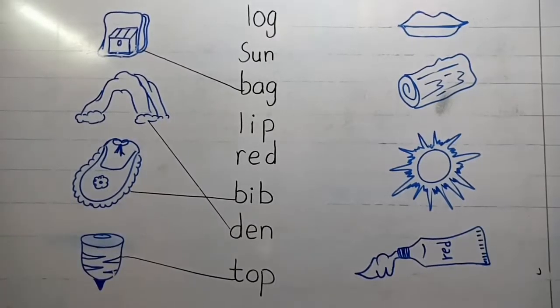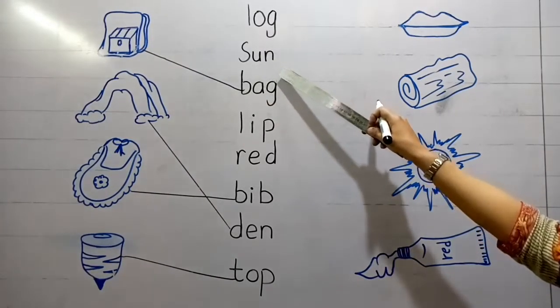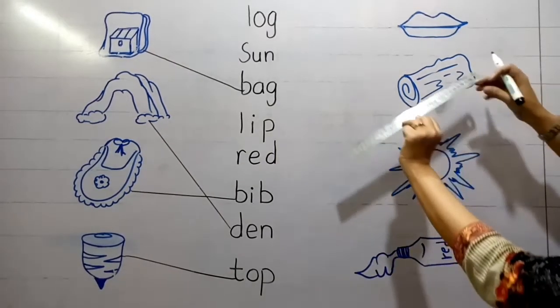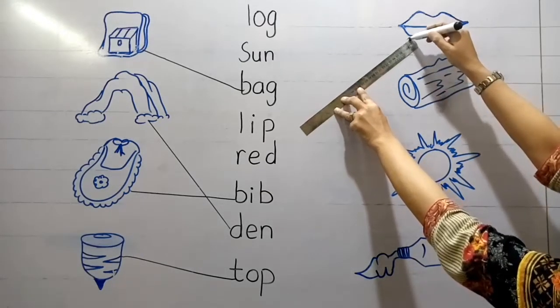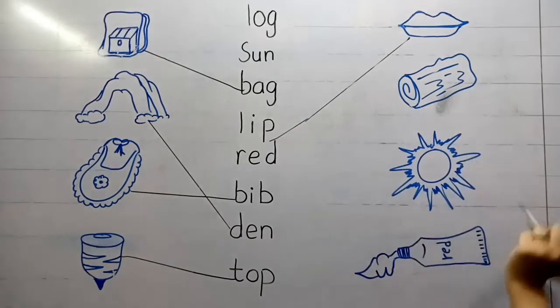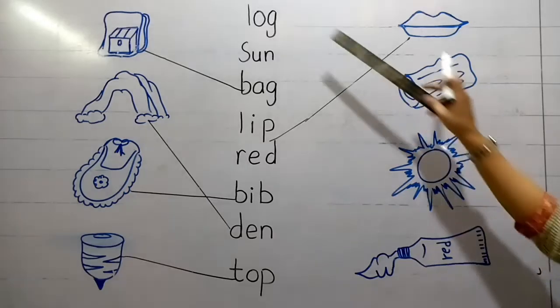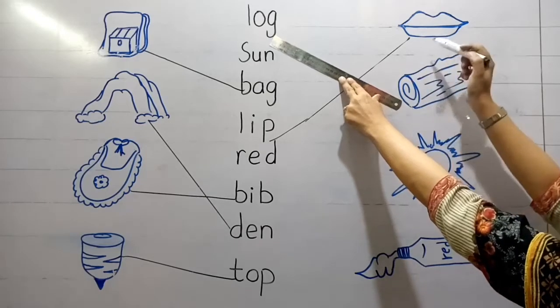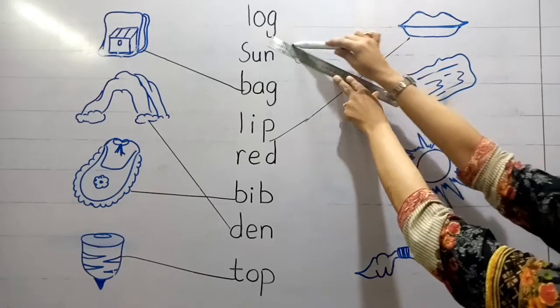Lip. What is this? Lip. And where is the spelling of lip? Yes, this is lip. Match with the lip. What is this? This is log. And where is the spelling of log? Read with me. L-O-G, log. Yes, this is the spelling of log. Match with log.